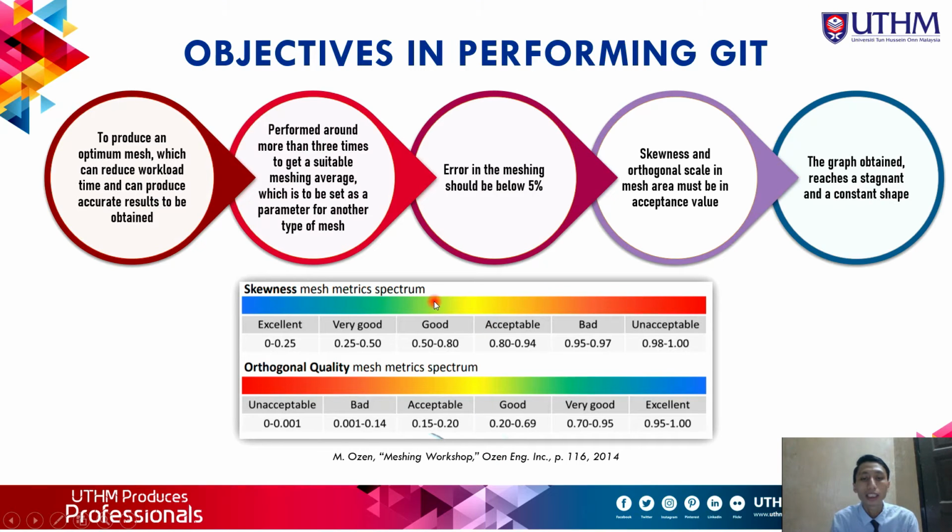The skewness should be below 0.85, and the orthogonal quality should be above 0.14. The mesh area should be in an acceptable value, and the graph obtained should reach a stagnant and constant shape.